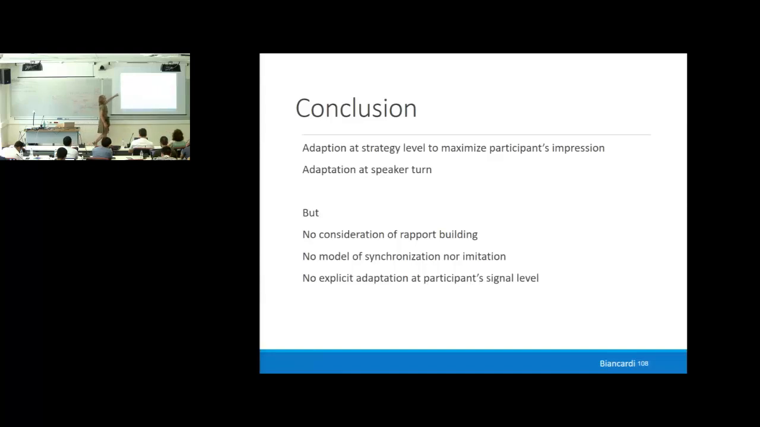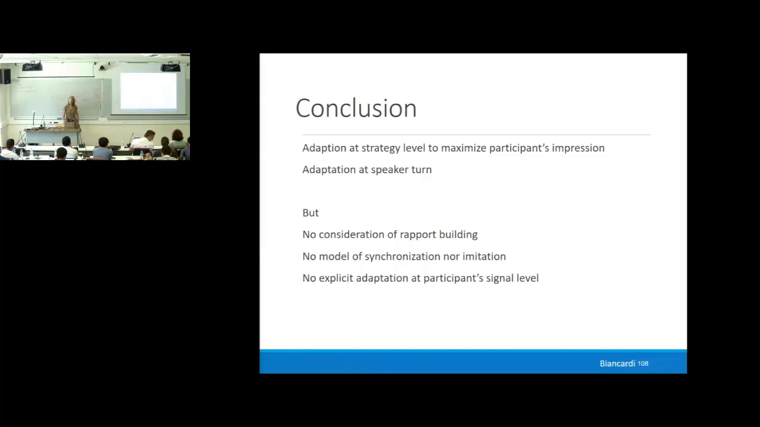So we have adaptation of the strategy levels that maximize participant engagement in different conditions. And again, we have adaptation at the speaker turns. But there's one thing that we don't do at all: when you interact, if you want to have higher engagement, this is how to build rapport. And also, we have no synchronization. For example, the agent smiles, the user smiles, but the agent doesn't smile back. There's no explicit adaptation at the signal level.